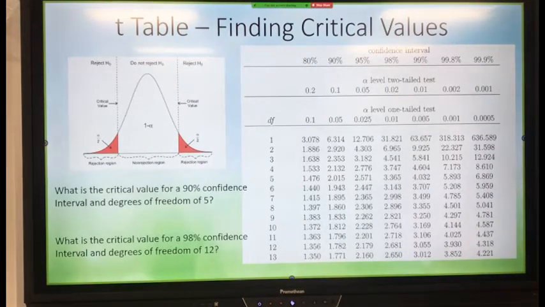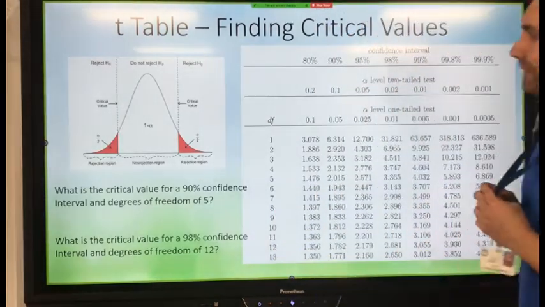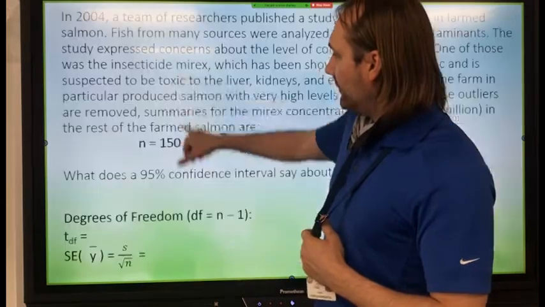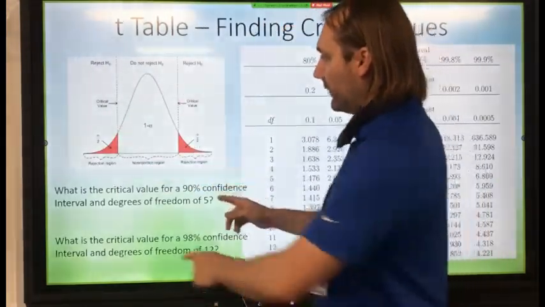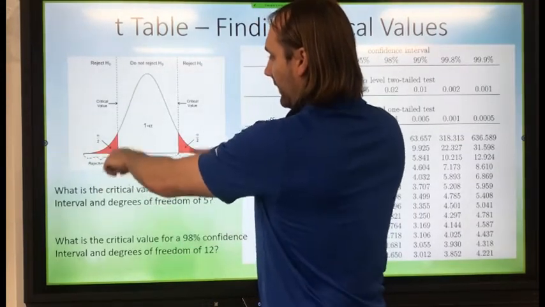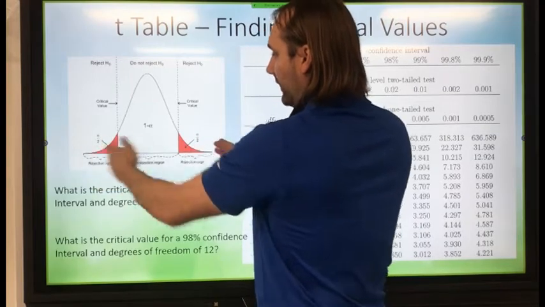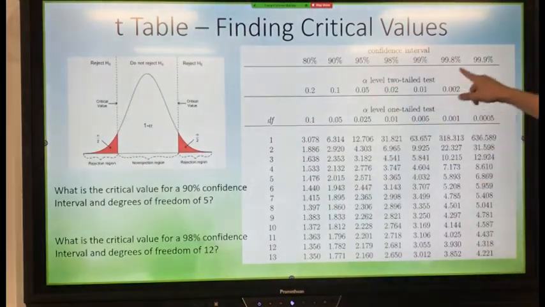So, what is the critical value for a 90% confidence interval with degrees of freedom of 5? Critical value is that score here, or alpha score. So I want to know where I can have 90% confidence, where my areas of rejecting the null will be out here, outside. I want to decrease this as much as possible. Well, where is my 90%?